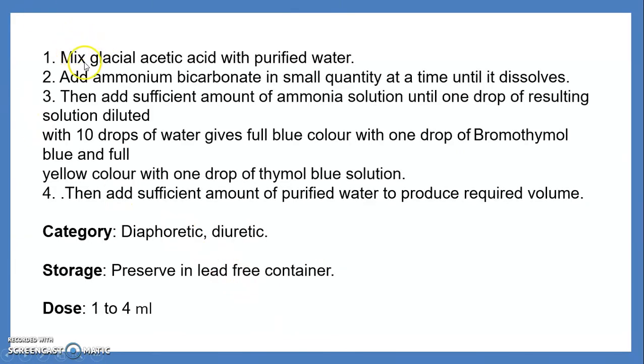Then the stepwise procedure: mix the glacial acetic acid with the purified water, and add the ammonium bicarbonate in small quantities at a time until it dissolves. Then add a sufficient amount of ammonia solution until 1 drop of the resulting solution, with 10 drops of water, gives a full blue color with 1 drop of bromothymol blue, and a full yellow color with 1 drop of thymol blue solution. Then add a sufficient amount of purified water to produce the required volume, as we will see in the laboratory.